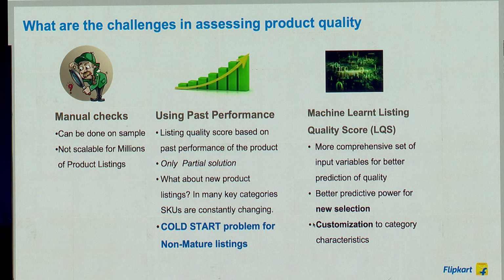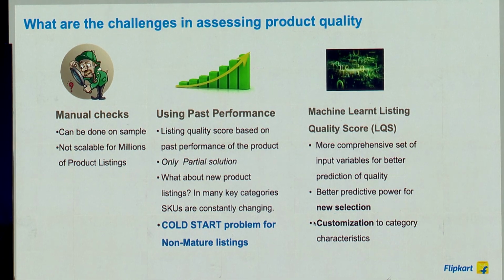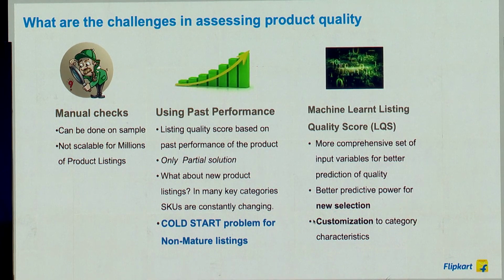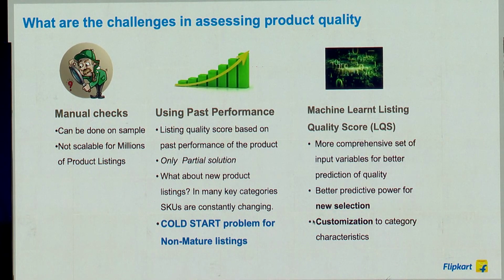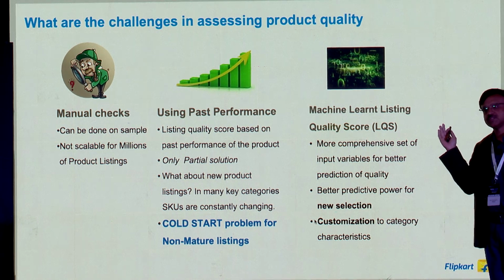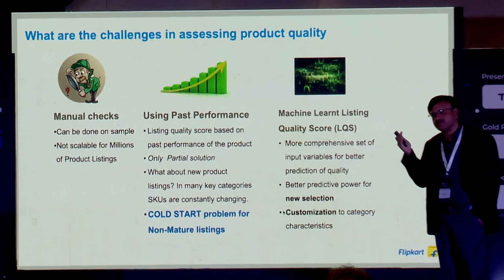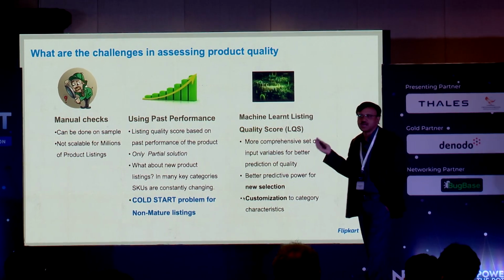Can you use past performance, right? You know, product rating, and so on and so forth. That's a partial solution. That's not really something that will work. Again, because I told you, only 10% of our selections sell, and even in that, a very small fraction is where you get product ratings and things like that.